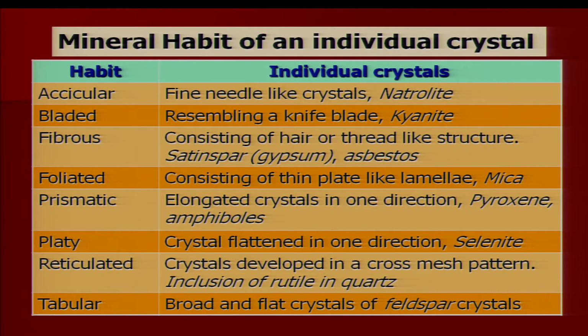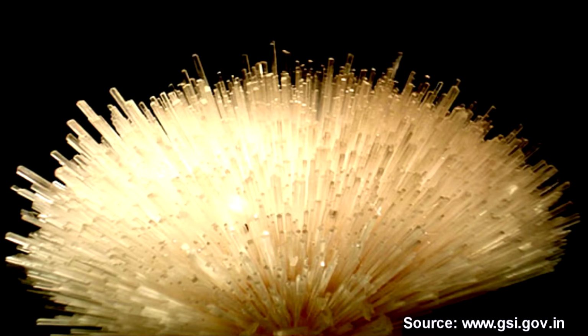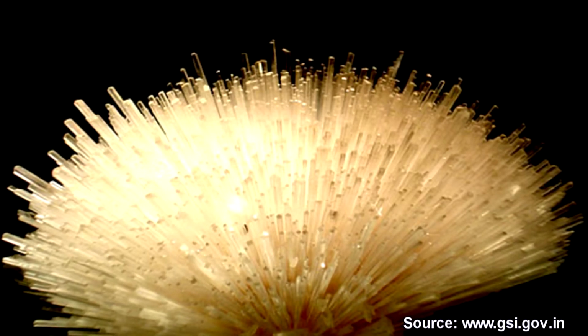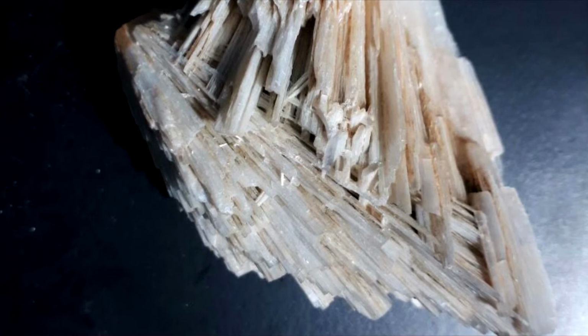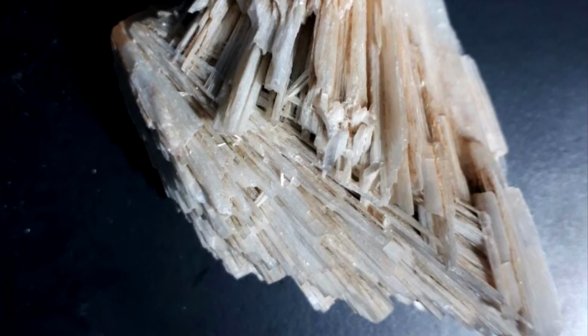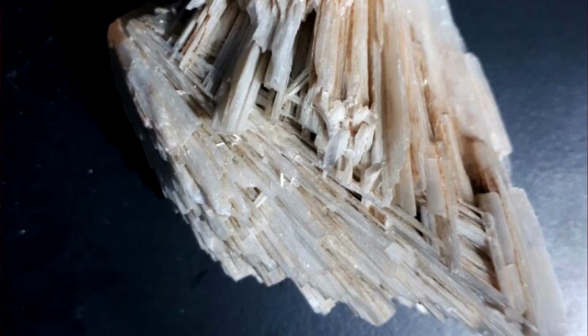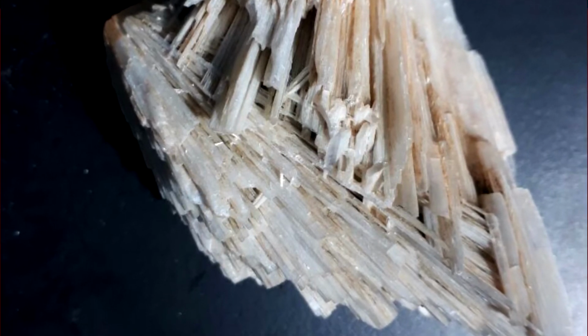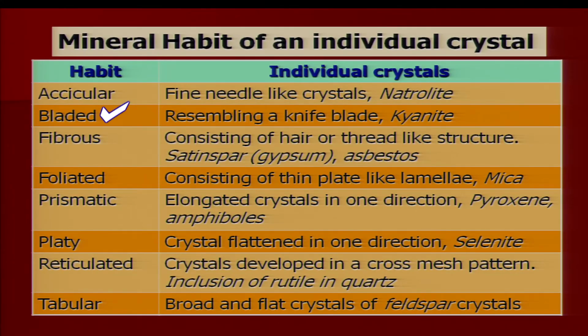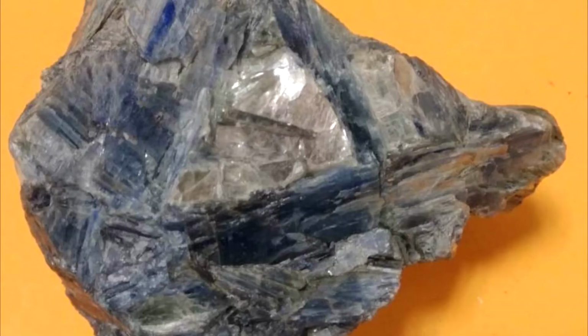Now, mineral habit and individual crystals. Here I am discussing habit of individual crystals, which are of several types. First, I will talk about acicular. Acicular means needle like, fine needle like crystals. An example is natrolite. Natrolite is a variety of zeolite which develops crystals like a needle. We call it acicular habit. Next is bladed habit. Bladed habit represents a form resembling a knife blade.